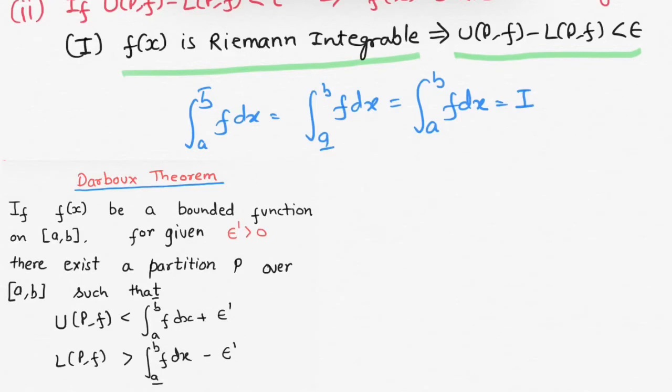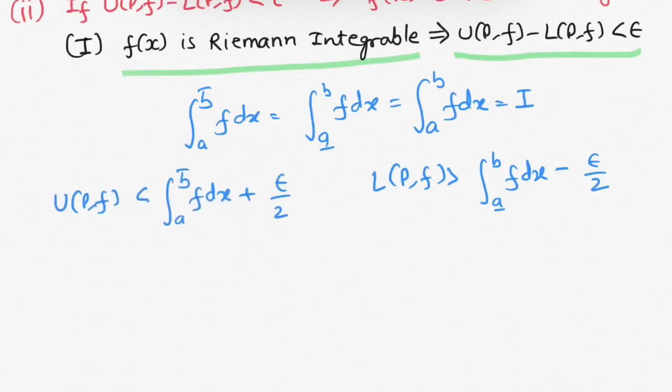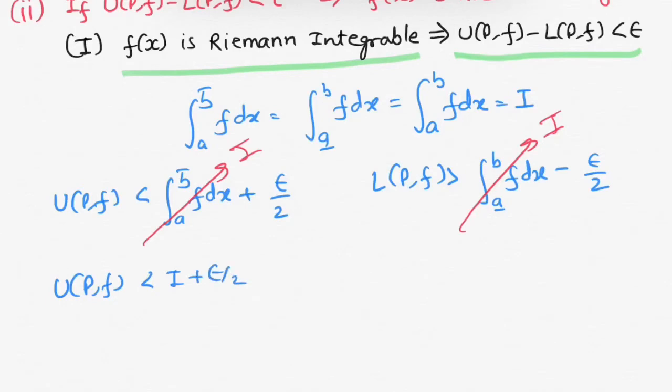And L(P,f) is greater than the lower Riemann integral minus some positive value epsilon over 2. Since the upper Riemann integral and lower Riemann integral both are equal to I, this term can be replaced by I and this term can also be replaced by I. So on replacing we have U(P,f) less than I plus epsilon over 2, and L(P,f) greater than I minus epsilon over 2. Now suppose this is equation number 1.